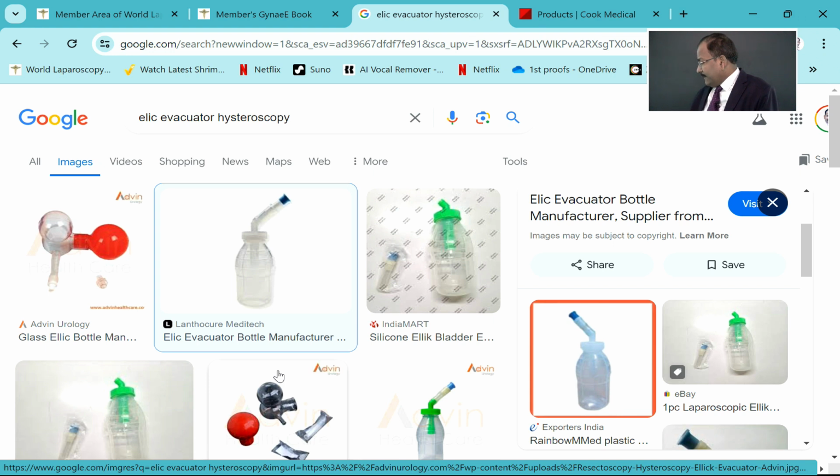So you can see here, what is this pump? What they do is pierce the bottle. This is a 3 liter glycine bottle. This is glycine you will use. 1.5% and 3% both are used.